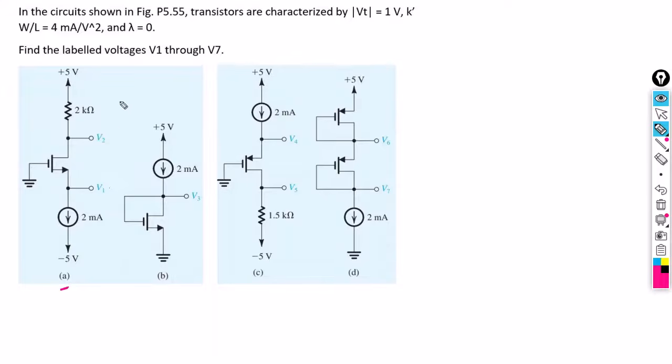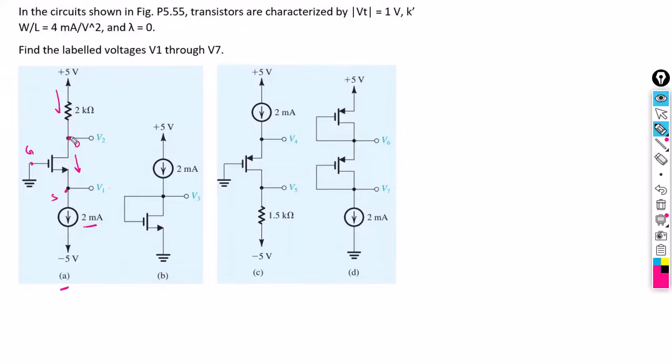In this question, first of all, let's find out the terminals of the transistor. This one is the gate terminal, this one is the drain terminal, and this one is the source terminal. A current is given in the circuit which is 2 milliampere. As you can see, this 2 milliampere current will flow across this 2 kilo ohm resistance, and the current across the transistor will also be 2 milliampere.